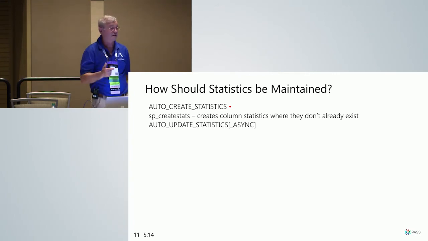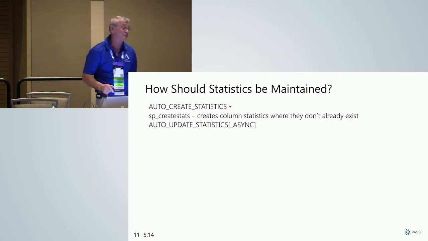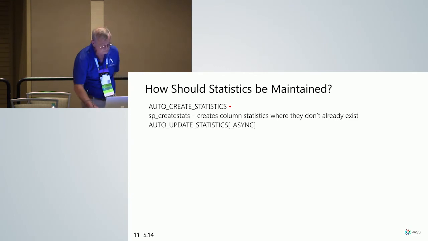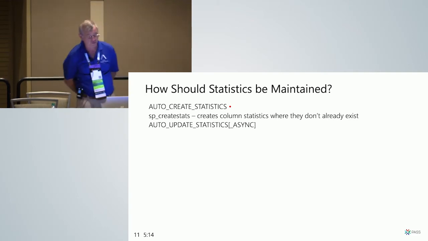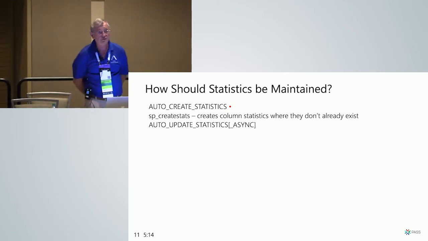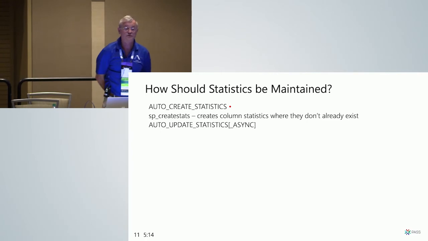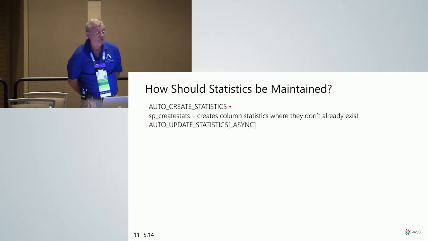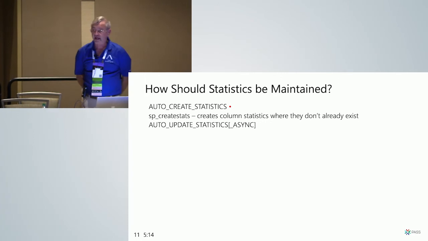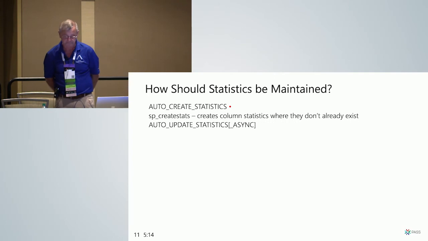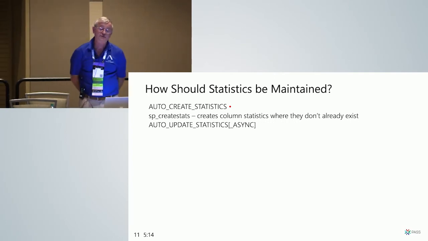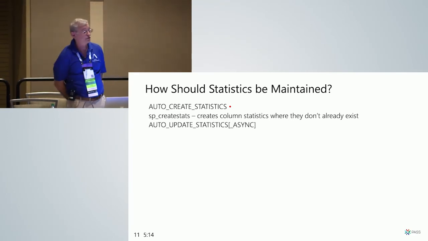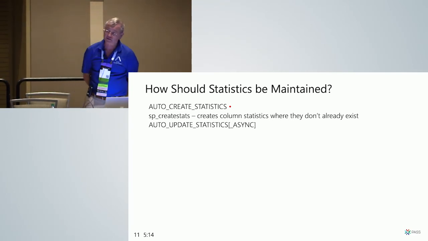Any column that is not already the lead column in a statistic will get statistics created on it. Auto-update statistics, with the optional async. This is where, as I mentioned, the statistics, when you first create them, are not stale, even though they are still estimates. But what happens is data changes. And when data changes, it becomes out of sync, it's stale. And this option effectively says, when enough data changes, go ahead and automatically update these statistics.